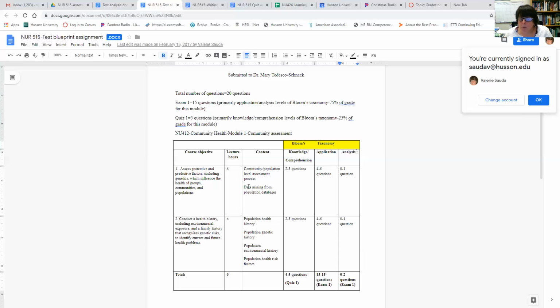So for example, what that might look like on an exam is I'm doing some data mining from an actual record or database, and I'm applying it to a particular population and identifying what's going on with that population. Again, connecting back to my course objective.